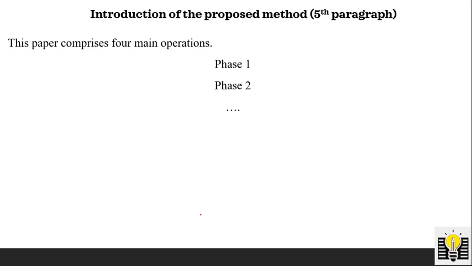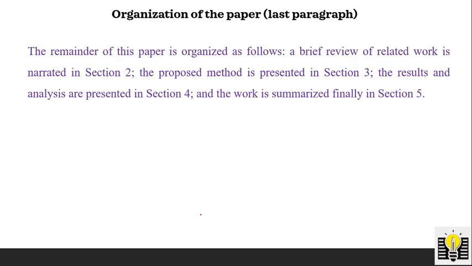In the introduction of the proposed method, we need to write our phases or scheme, which comprises four main operations. Here I am giving phase one, phase two, phase three, like that. You have to give each and every step of our proposed method. In the fifth paragraph, it may be just two or three paragraphs, you can write as per your proposed method. The different phases, the scheme of the proposed method, we have to include in this paragraph.